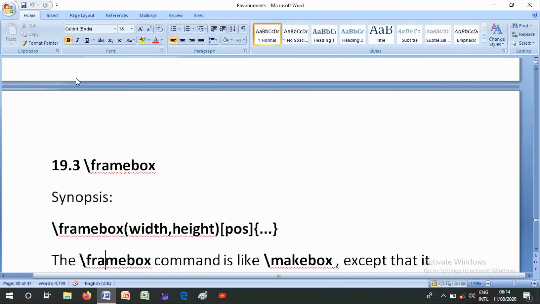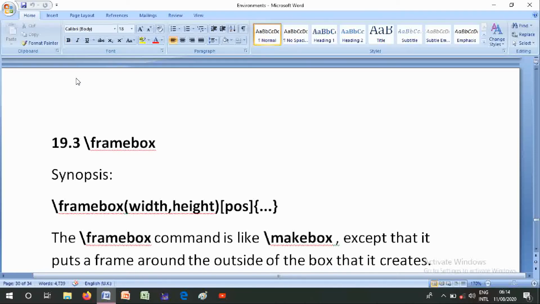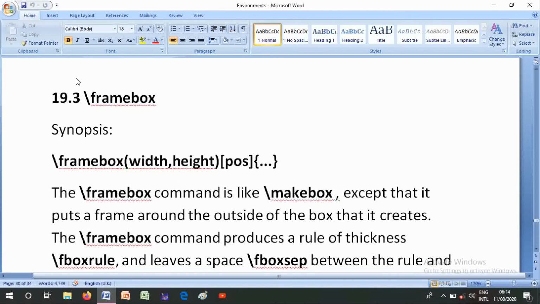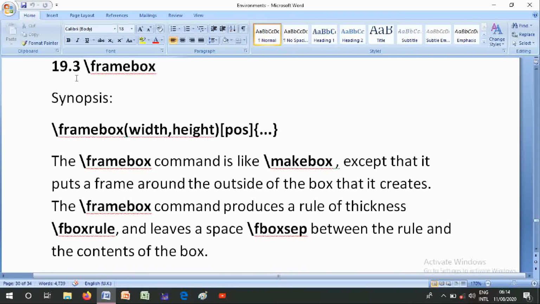19.3 is framebox. Its synopsis is \framebox(width,height)[position]{text}. The framebox command is like makebox, except that it puts a frame around the outside of the box that it creates. The framebox command produces a rule of thickness \fboxrule and leaves \fboxsep of space between the rule and the contents of the box.